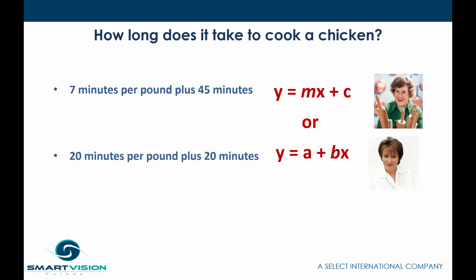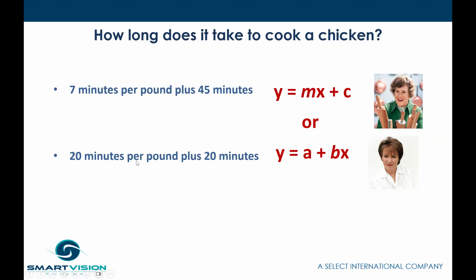That's basically something we taught in school. And depending whether or not you're a mathematician or a statistician, you might express that as y, meaning how long it takes. That's what the y is, the time variable. mx plus c. Well, the plus c is the plus 45 minutes, or here it's plus 20 minutes. This is kind of a statistical approach to it, where a is basically the constant. You're basically saying no matter how much the chicken weighs, you're always going to add on 20 minutes.